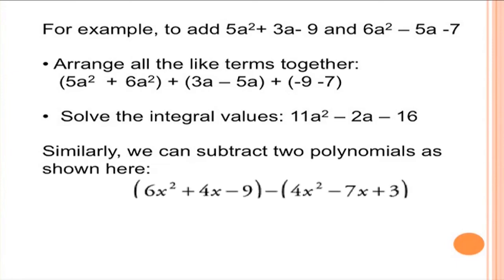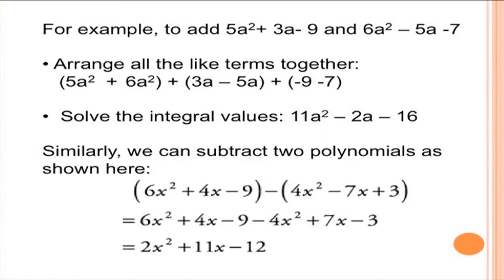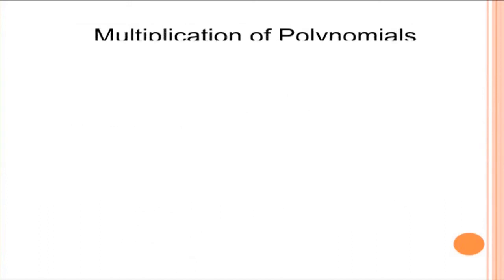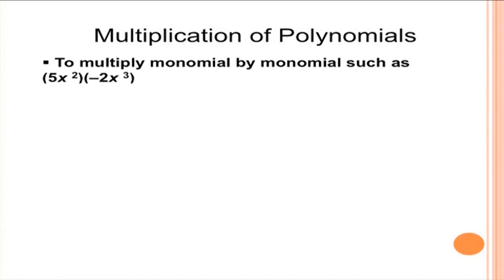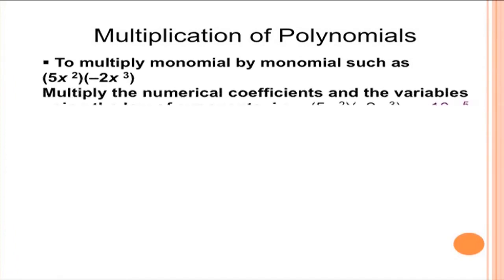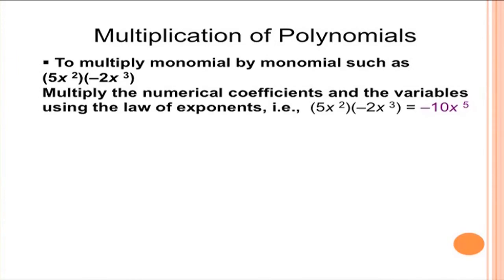Similarly, we can subtract two polynomials as shown here. 6x square plus 4x minus 9 minus the bracket 4x square minus 7x plus 3 will give us 2x square plus 11x minus 12. Next we come to multiplication of polynomials. To multiply monomial by monomial, such as 5x square and minus 2x cube, multiply the numerical coefficients and the variables using the law of exponents. That is 5x square multiplied by minus 2x cube will give us minus 10x to the power 5.